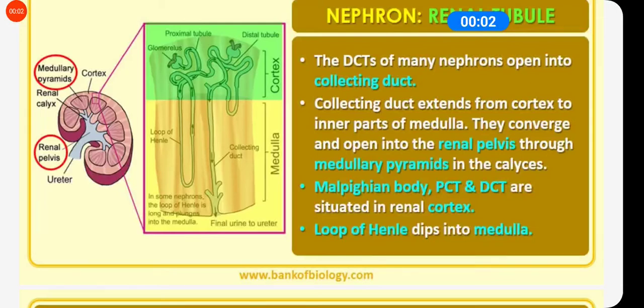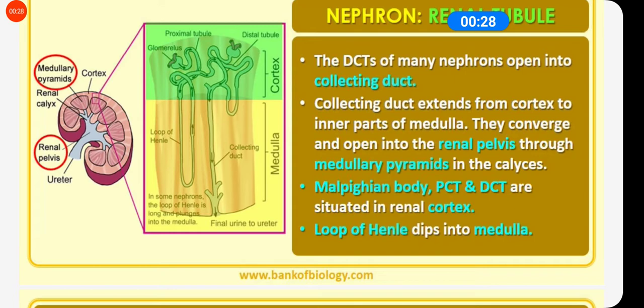Now, in this, we are going to study the structure of nephron. You know that the upper part of the kidney is called cortex and the lower part is called medulla. You can see the greenish part is the cortex and the yellowish part is medulla. So, some part of the nephron is in the cortical region and some in the medullary region.